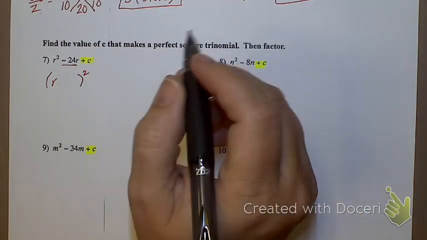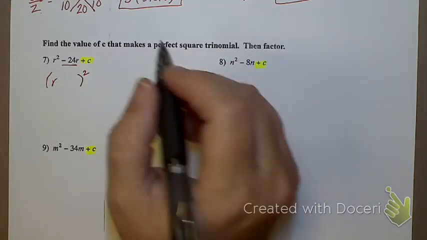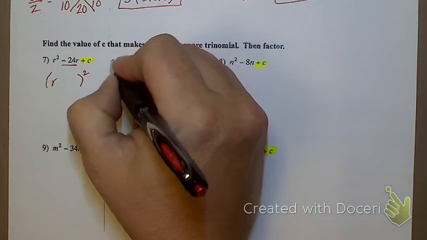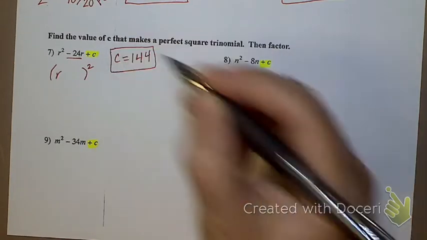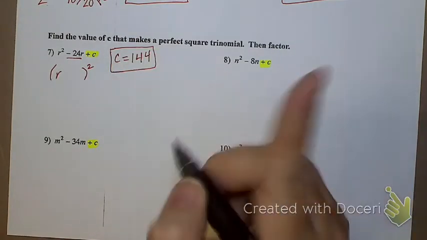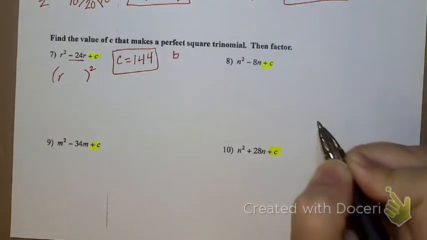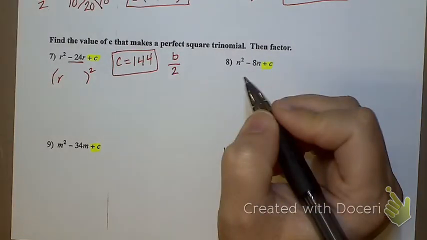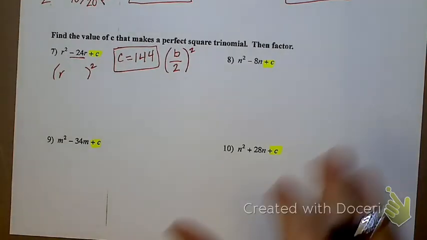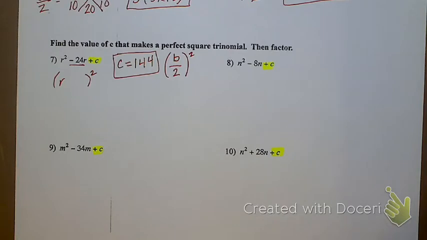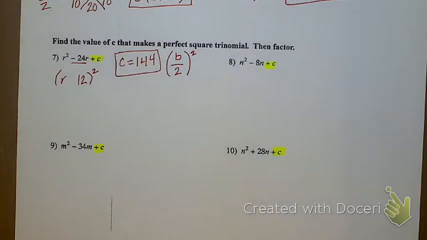Okay, wait. I think you're onto something here. So he said 144, which is correct. And he said the way he got that was he took the negative 24, in other words, the B value, he divided it by 2, and then what did you do? You squared it. Interesting. So what does it factor into then? Plus 12 or minus 12?